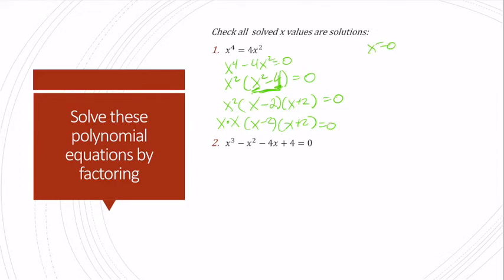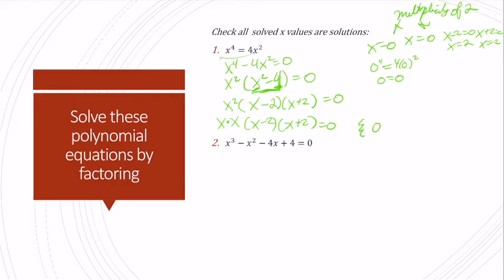So I get x equals 0, and that appears twice. That means it has a multiplicity of 2. But remember, we only want to write it once in our solution set, if it's a solution. I then have x minus 2 equals 0, so I get x equals 2, and x plus 2 equals 0, so I get x equals negative 2. And I'm going to check these solutions in my original equation. If I plug in 0, I get 0 to the 4th equals 4 times 0 squared, which, you guessed it, is 0 equals 0. So my solution set includes 0.